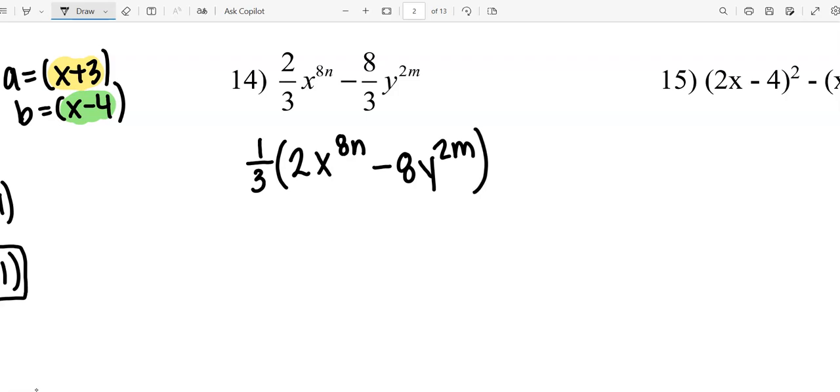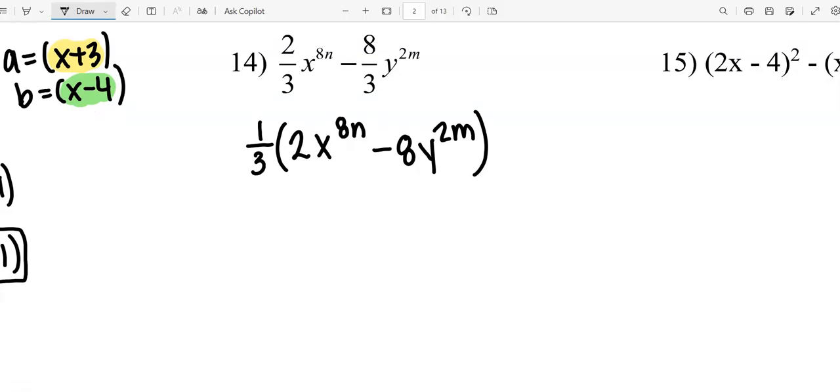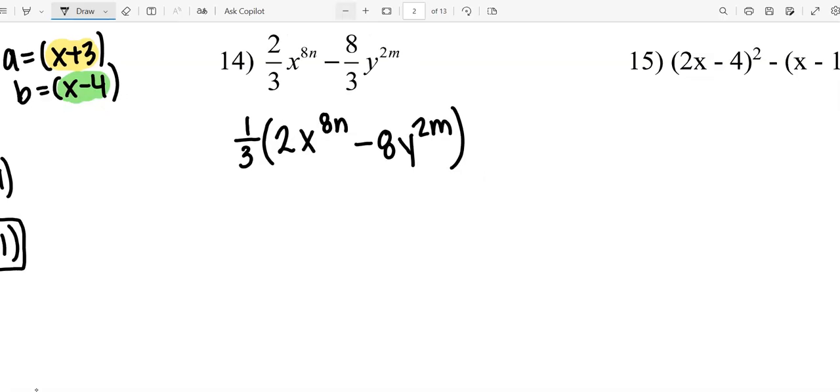Is there anything that these share? A 2. So we can also take that out, yes? Where's it going to go as far as 1/3 is concerned? Numerator. So now we're going to take actually 2/3. And we're factoring out a 2 on the inside. So that's just going to be x to the 8n minus, that one's going to be 4 because we're factoring out a 2, y to the 2m.